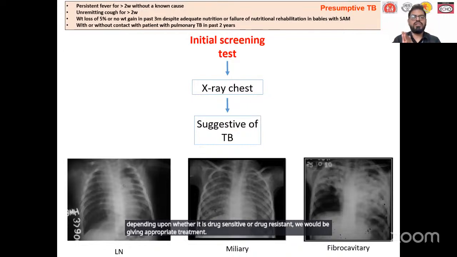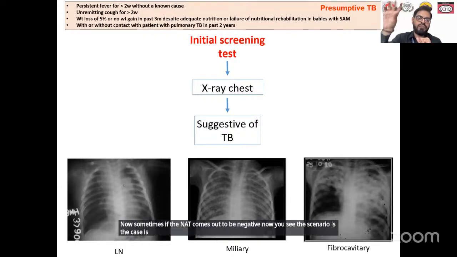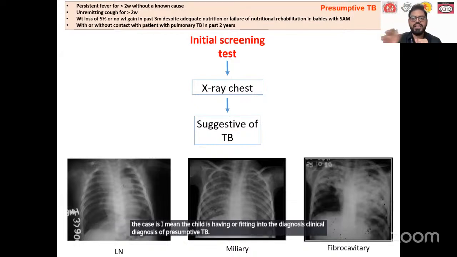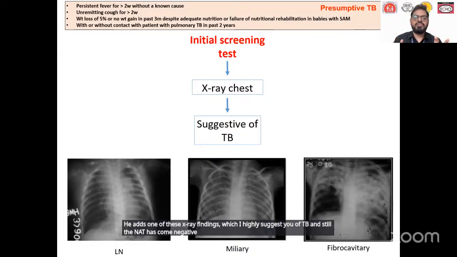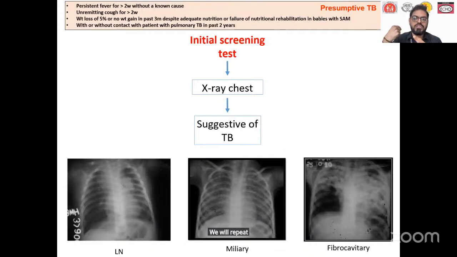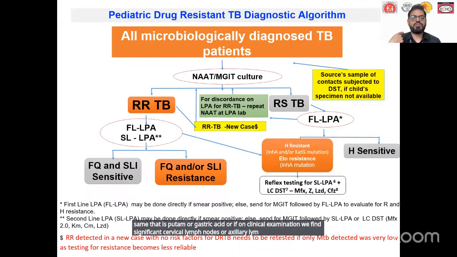Now, sometimes the NAT comes out to be negative. You see the scenario: the child fits into the clinical diagnosis of presumptive TB, has one of these X-ray findings which are highly suggestive of TB, and still the NAT has come negative. In such cases, we give the benefit of the doubt that maybe the sample was not collected properly or we have missed something. We will repeat one more NAT. The repeat NAT could be either the same, that is sputum or gastric aspirate, or if on clinical examination we find significant cervical or axillary lymph nodes, we can take a biopsy of those nodes and send that sample.